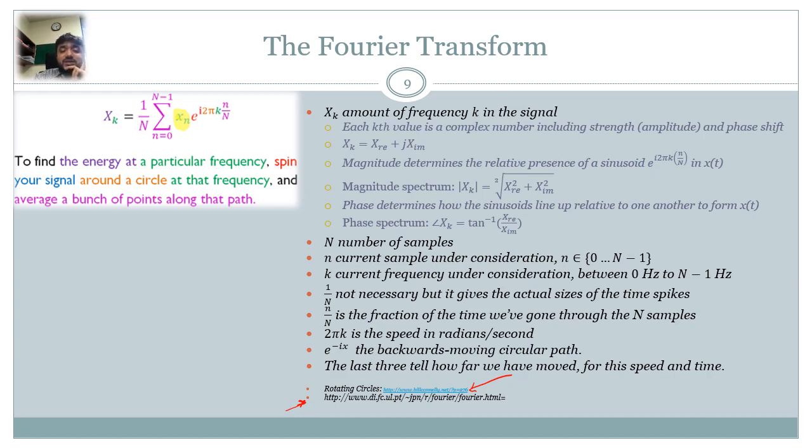So to find the energy at a particular frequency, spin your signal, spinning ये e ला रहा है, your signal around a circle at that frequency and average a bunch of points along the path. As simple as that. So here your xk is the amount of frequency k in the signal. So कितना proportion इस frequency का, इसका contribution कितना है. This is essentially what you're trying to find.